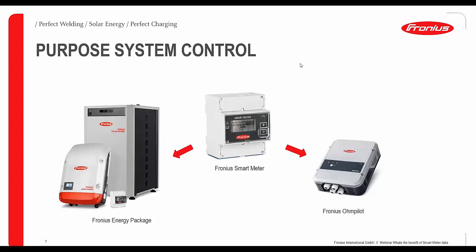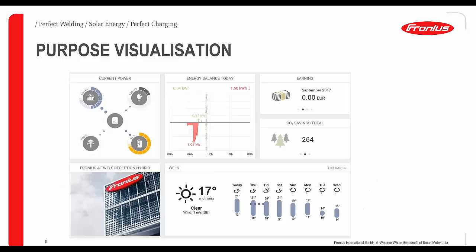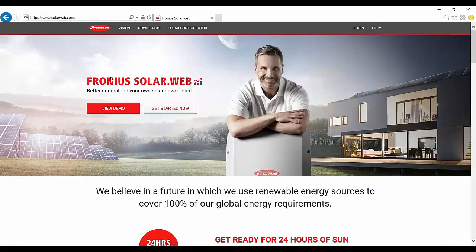So this is the purpose of system control. I think that's pretty obvious. We need smart meter data in terms of system control to have always the right balance. Next purpose is the visualization of the data in the portal Solar.web. So let's look into that live, how it looks like. If you don't know the Fronius Solar.web so far, please check that out here.